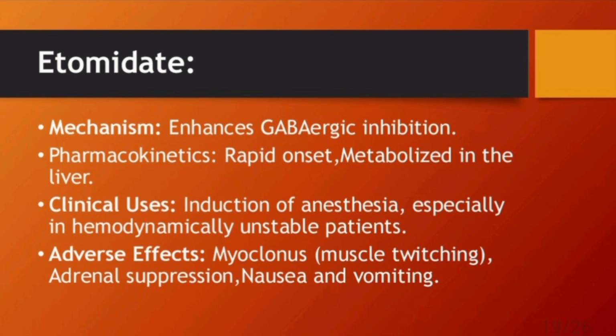Etomidate. Mechanism: enhances GABAergic inhibition. Pharmacokinetics: rapid onset and metabolized in the liver. Clinical uses: induction of anesthesia, especially in hemodynamically unstable patients. And adverse effects: myoclonus, that is muscle twitching, then adrenal suppression, nausea and vomiting.